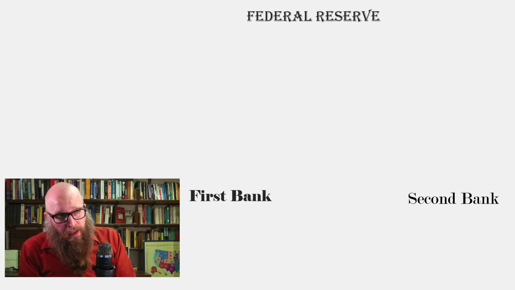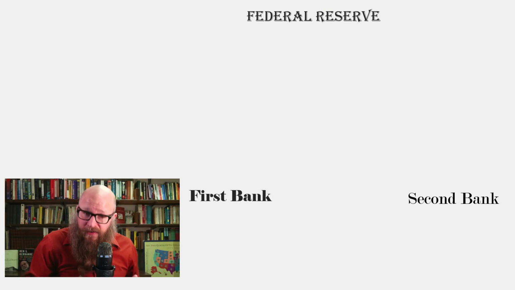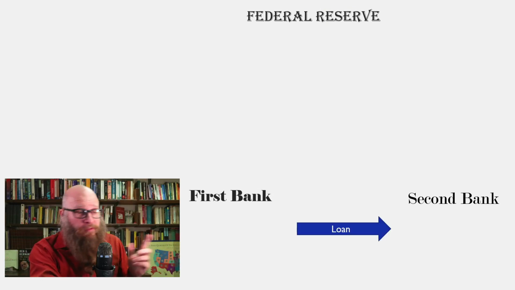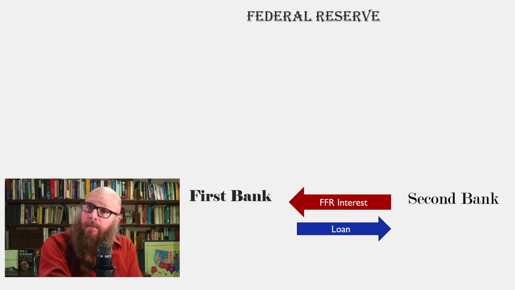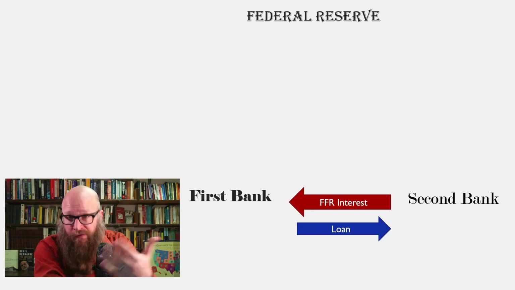Let's put all this together on a diagram. We're going to have 3 players: the Federal Reserve, a first bank, and a second bank. These are the 2 private banks. The first bank is going to give an overnight loan to the second bank. Now, loans aren't free. The second bank is going to have to pay for that. We're going to call this the Federal Funds Interest Rate, or the FFR interest.